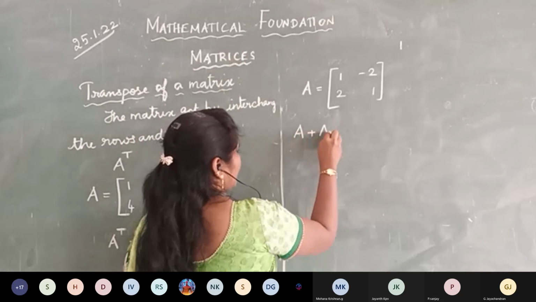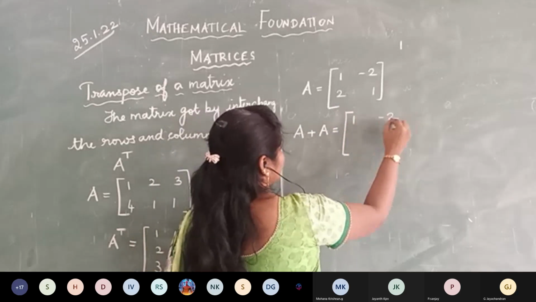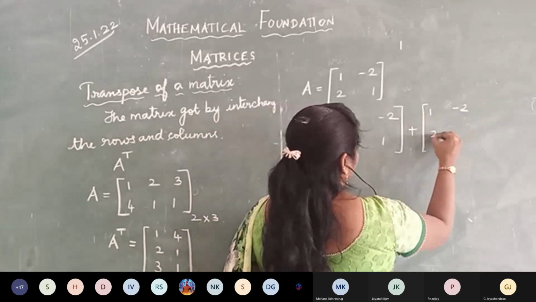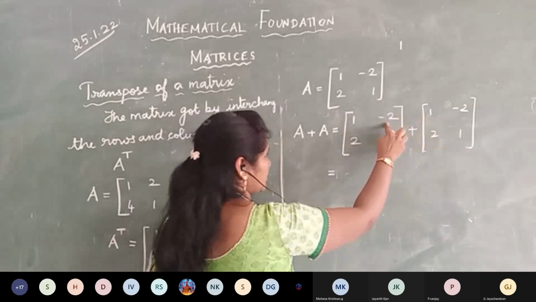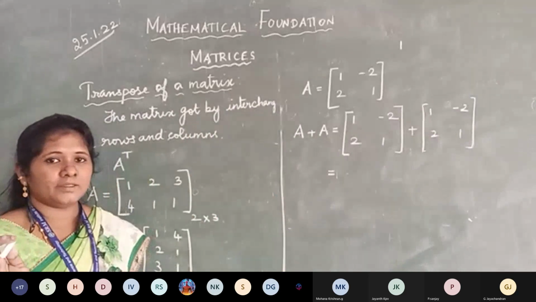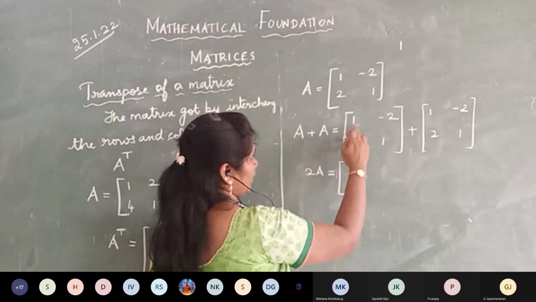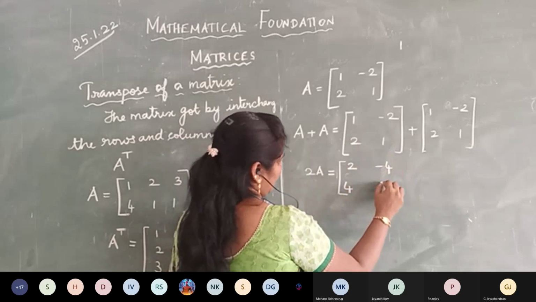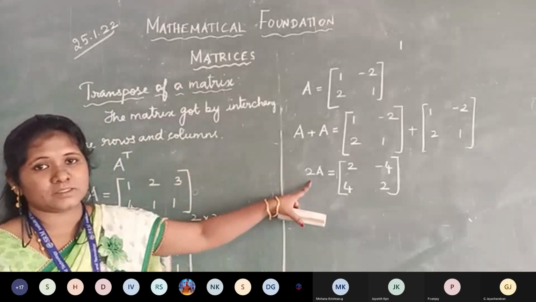No need to complicate. So A plus A means you will just add. So this will be 1, minus 2, 2, 1 plus 1, minus 2, 2 and 1. You will directly add each term with the corresponding term. Okay, and find out what is A plus A. So A plus A is your 2A. You're adding it: 2, minus 4, 4 and 2. Simply you can just multiply also, since we are getting it as 2A.